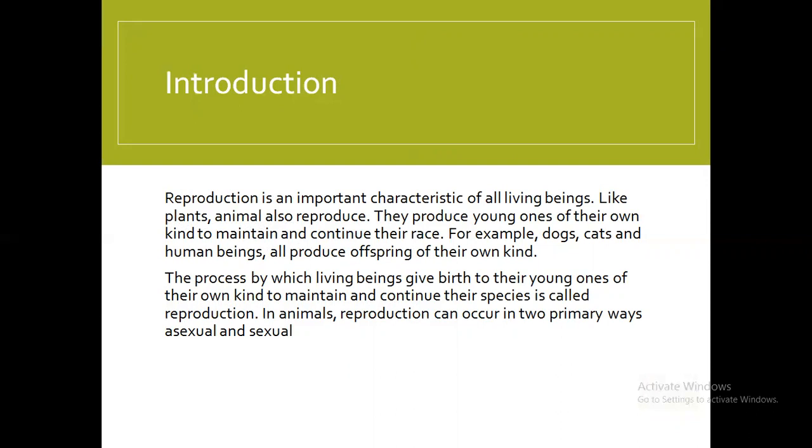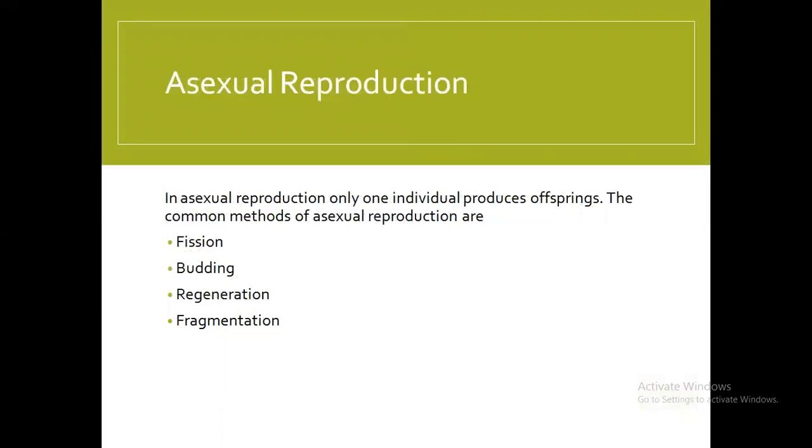In animals, reproduction can occur in two primary ways, that is asexual and sexual. In asexual reproduction, only one individual produces the offspring that are genetically identical to itself. It does not involve the fusion of the sex cells. Asexual reproduction is common in lower organisms like amoeba, hydra, and starfish. The common methods of asexual reproduction are fission, budding, regeneration, and fragmentation.